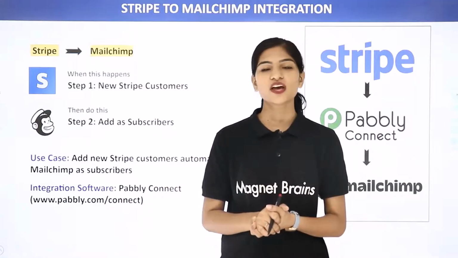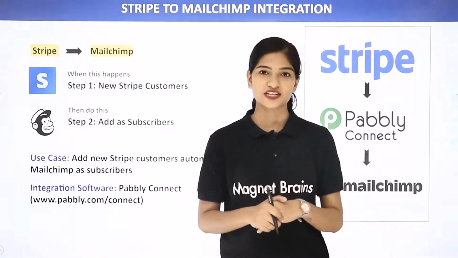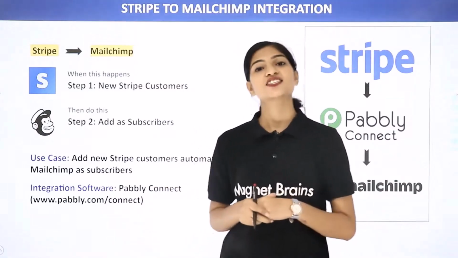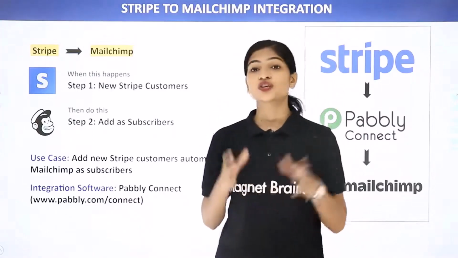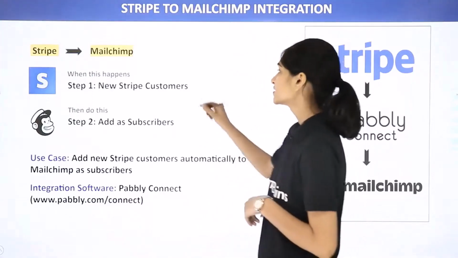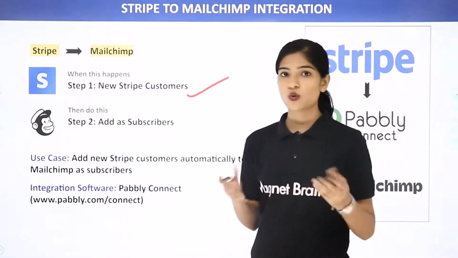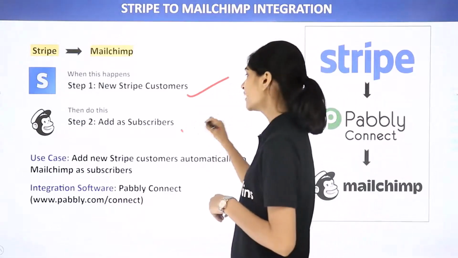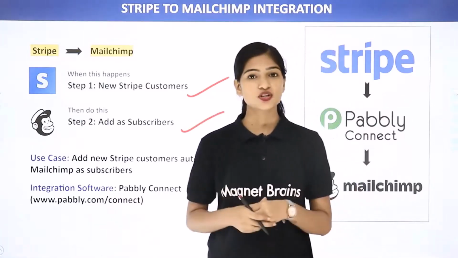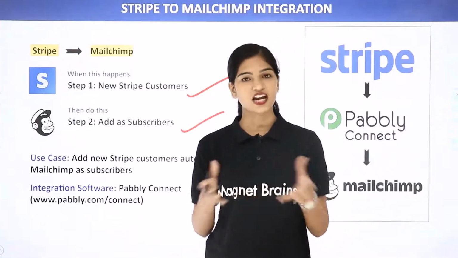Hello everyone, welcome to Pabbly Connect. Today in this video, we are going to integrate two software applications, and those applications are Stripe and Mailchimp. So the use case here is, whenever there is a new customer in Stripe, we want them to be added as a subscriber in Mailchimp. First, let us know what these two software applications are all about.